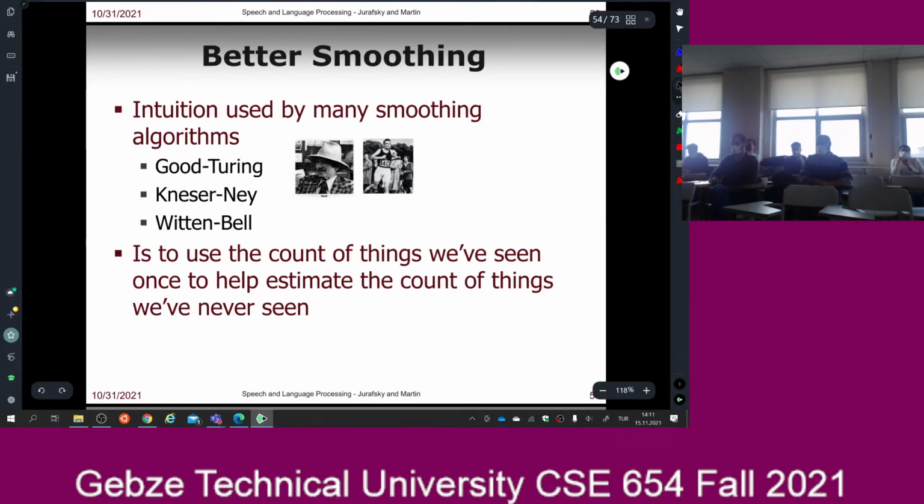Good-Turing, Kneser-Ney, Witten-Bell. They are all doing the same stuff: using the count of things that we have seen once to help estimate the count of things that we have never seen. If you have observed something just once, that's a very interesting thing, because that thing is very close to the things that we did not observe before. That's the idea.